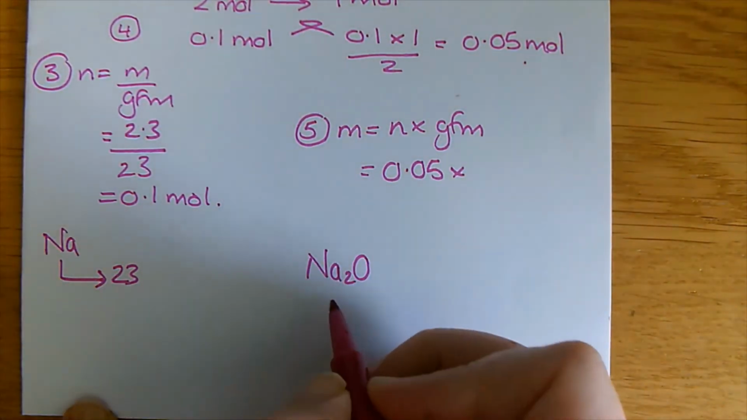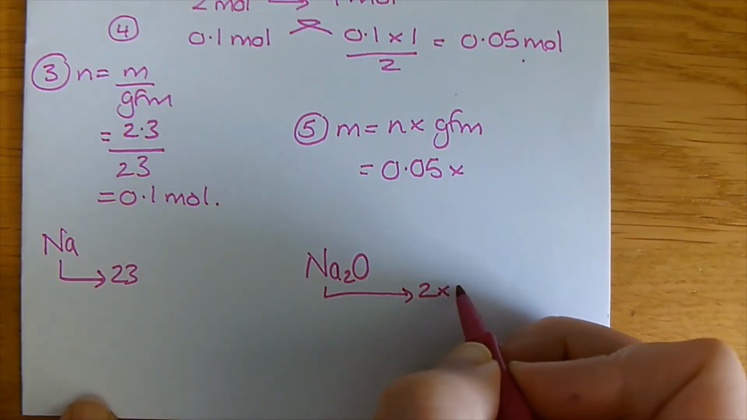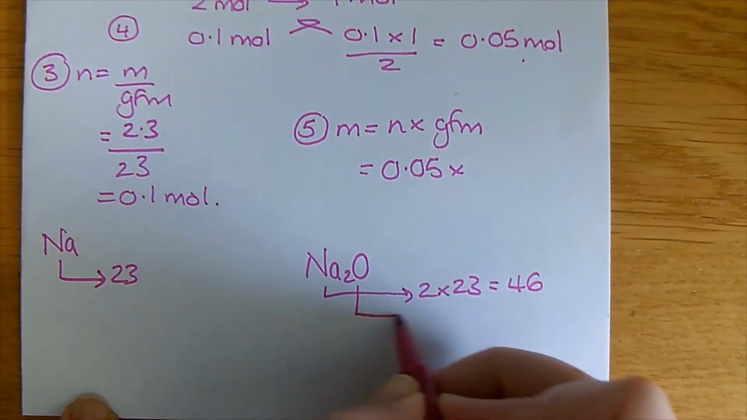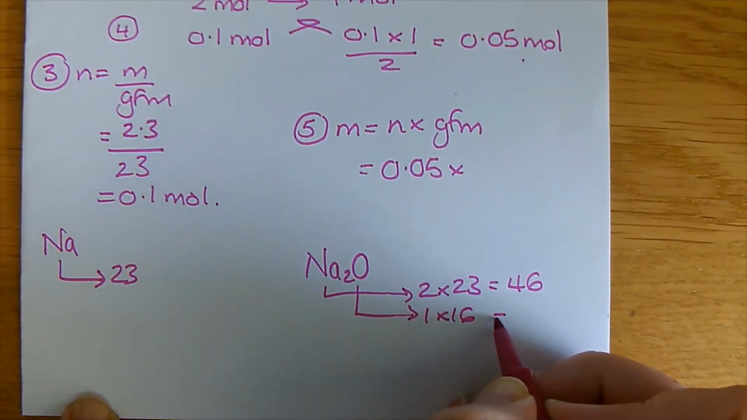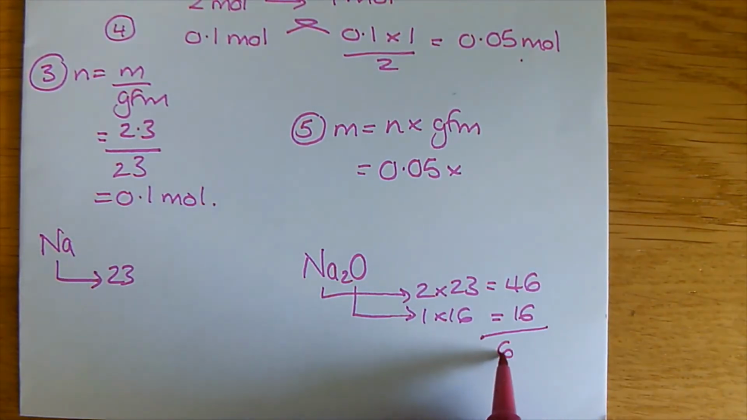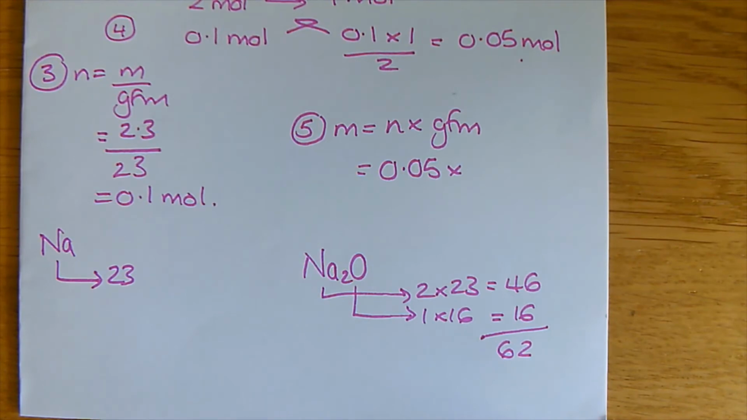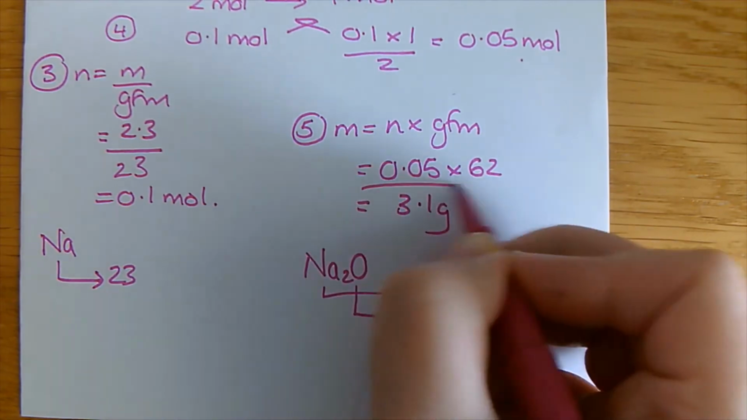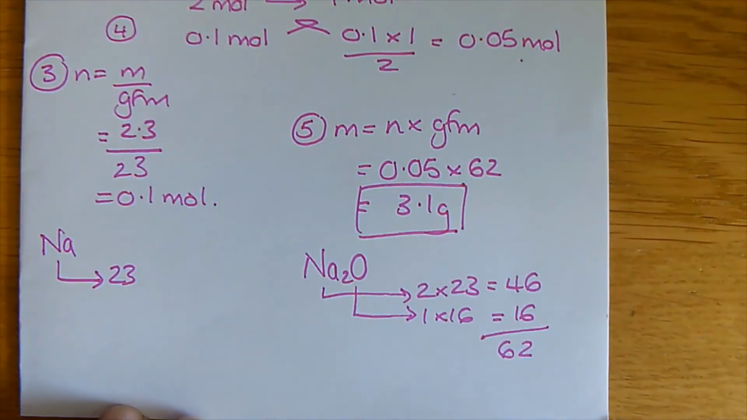Sodium oxide, Na2O. 2 times 23 gives you 46. And 1 times 16 gives you 16. Add that all up, you'll get 62. 0.05 times 62 will give you 3.1 grams, which is your final answer there. So the mass of sodium oxide produced in the reaction of 2.3 grams of sodium with excess oxygen is 3.1 grams.